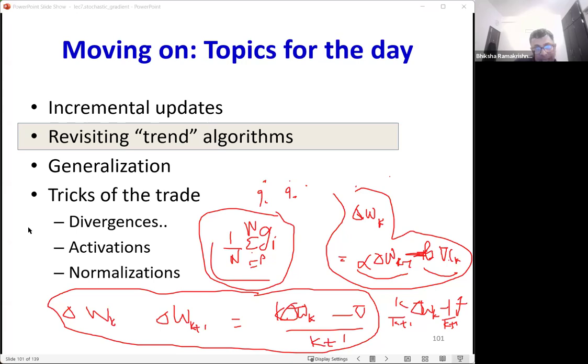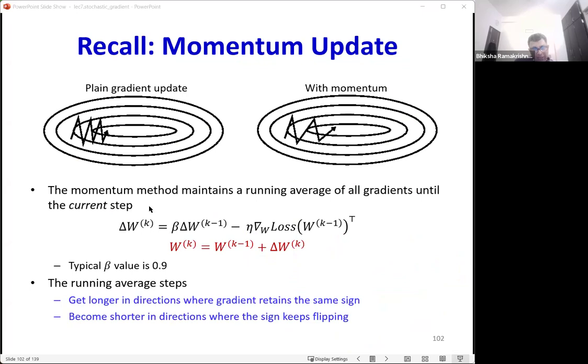So that is how you keep a running average of all of the gradients, and that is what you use in your correction. So the correction to the parameter is going to be some beta times the previous correction minus some eta times the gradient of the loss in the current patch. And that loss, of course, has been computed using the previous estimate of the network, right? And this correction is what you use to correct your network parameters. Is this making sense over here? Everybody?